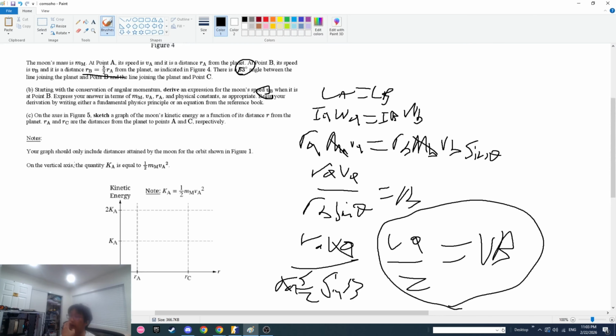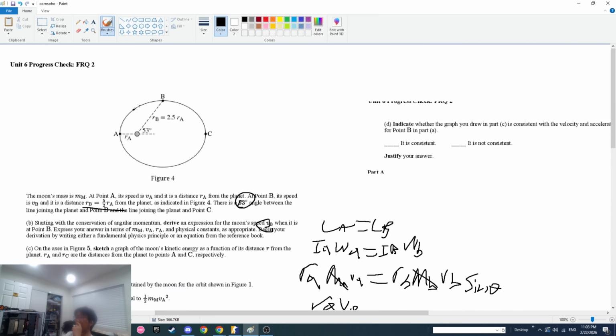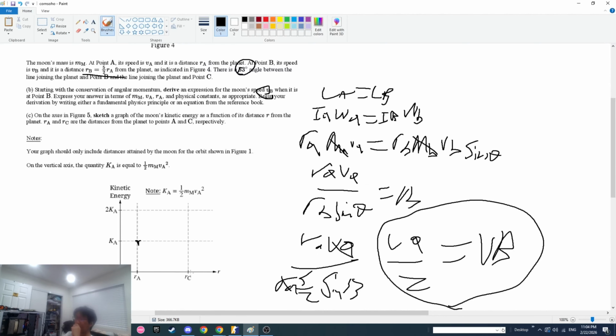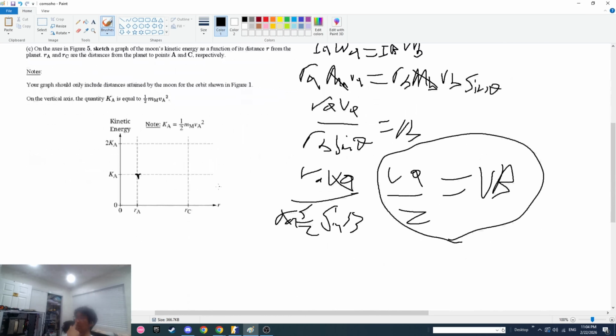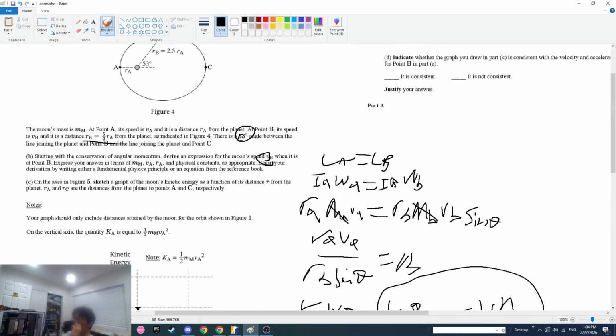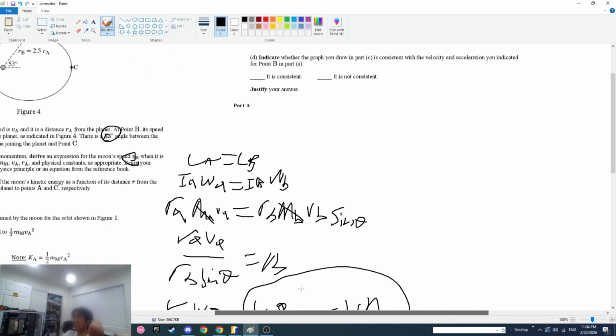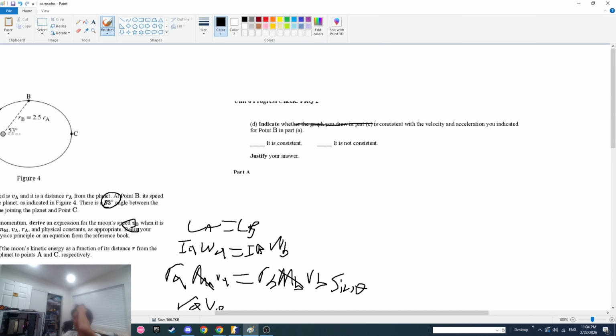And in part C, we're asked to sketch a graph of the moon's kinetic energy as a function of its distance. So we're told that at R_A, the kinetic energy is 1/2 m V_A squared. So at R_A, we can put this here. And since we know that it's in orbit, that it will keep moving, so at R_C here, it actually never reaches 0, but it gets close to it, so it'll be here. Since we know that it's squared, it'll have a parabola type of shape.